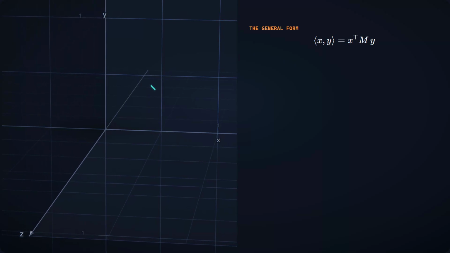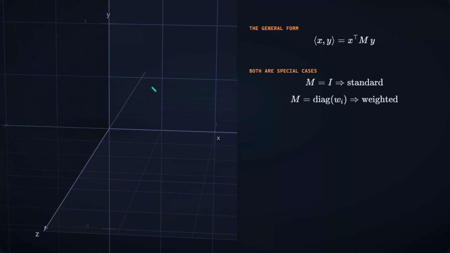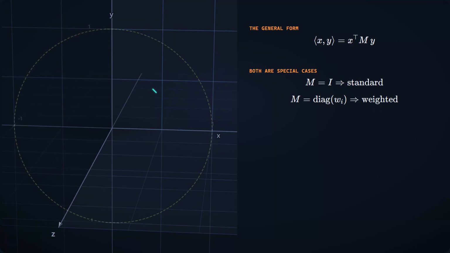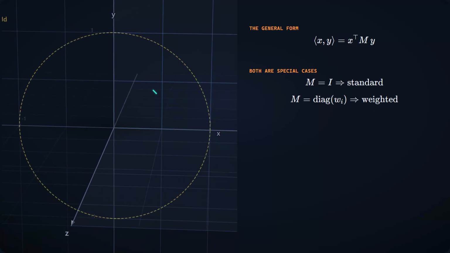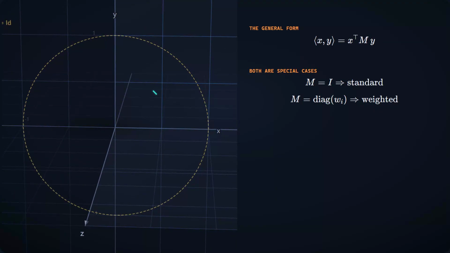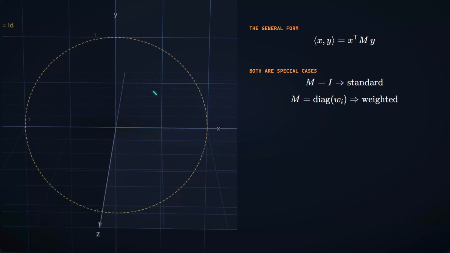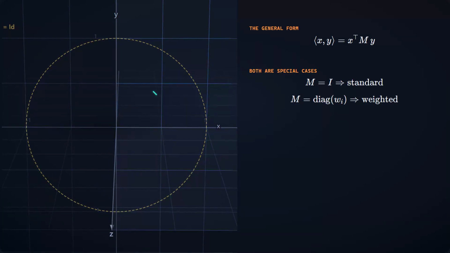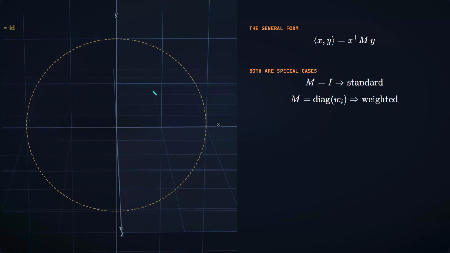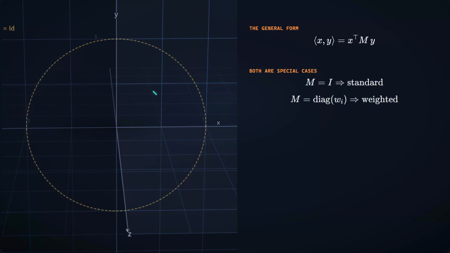Precisely. Take M to be the identity, and the sandwich collapses back to the plane dot product. Take M diagonal, with the weights down the diagonal, and you recover the weighted product. So identity and weighted aren't two separate ideas, they're two settings of the same dial, M.